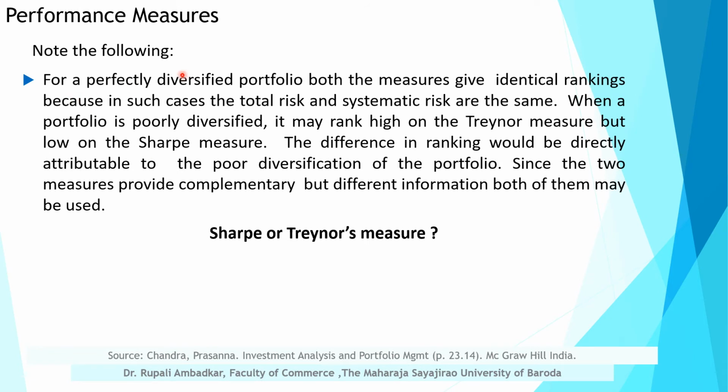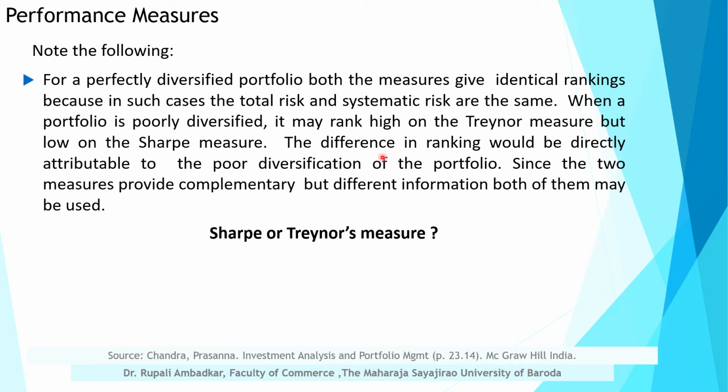So we have to note, for a perfectly diversified portfolio, both the measures give identical rankings because in such cases, the total risk and the systematic risk are the same. A perfectly diversified portfolio means that the element of unsystematic risk is not there because of diversification. So in total risk, there is no unsystematic risk, and hence the total risk and the systematic risk are the same. And therefore we might have identical rankings under both the measures, the Treynor's measure as well as the Sharpe measure.